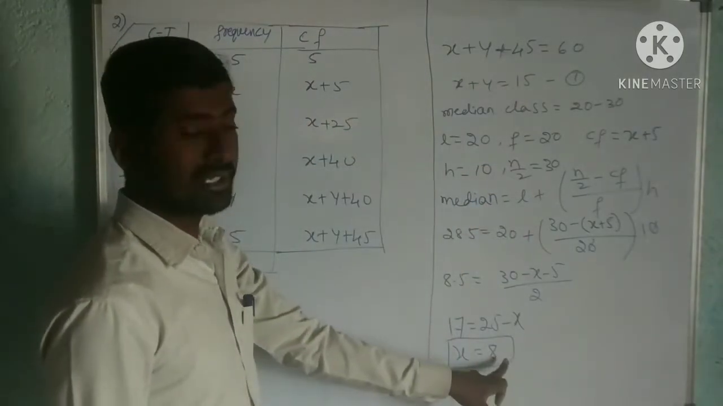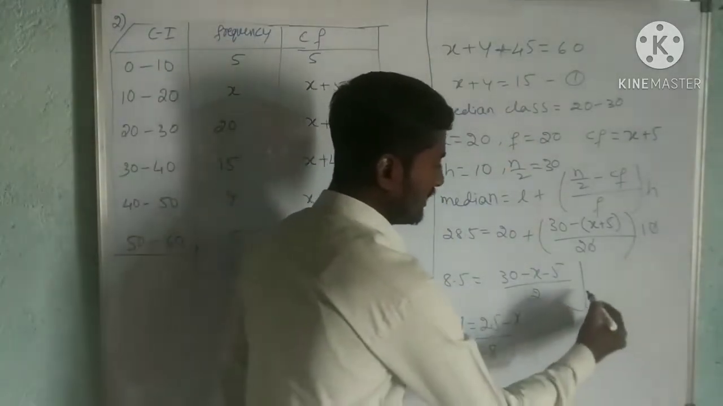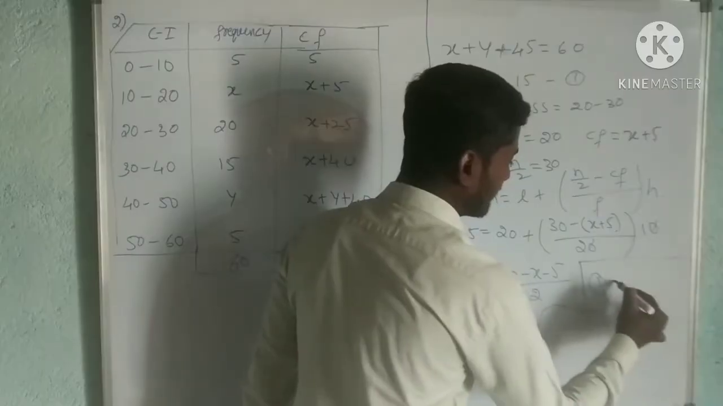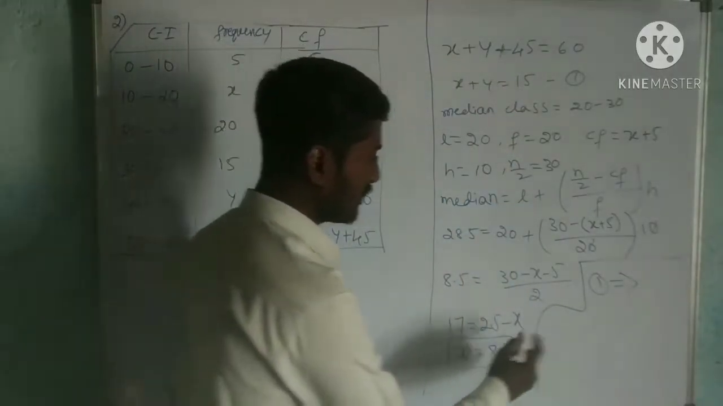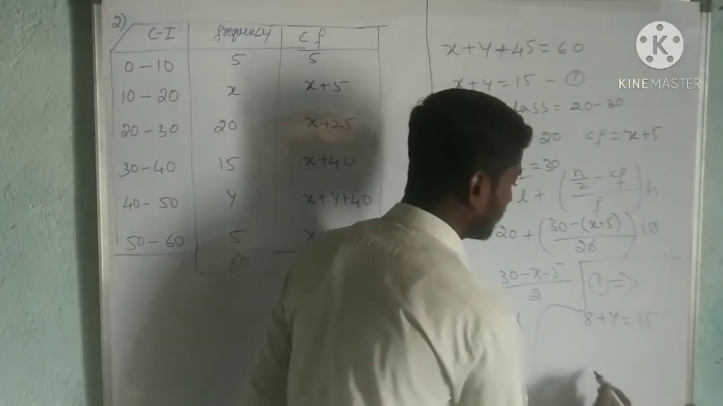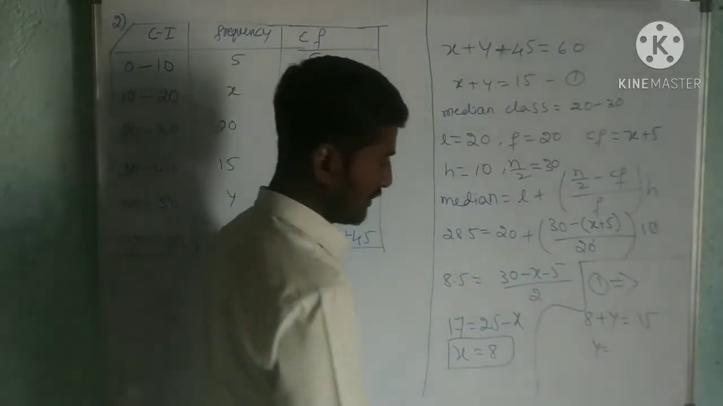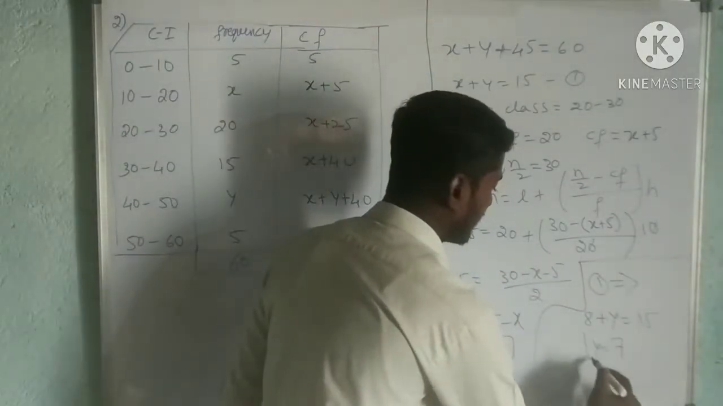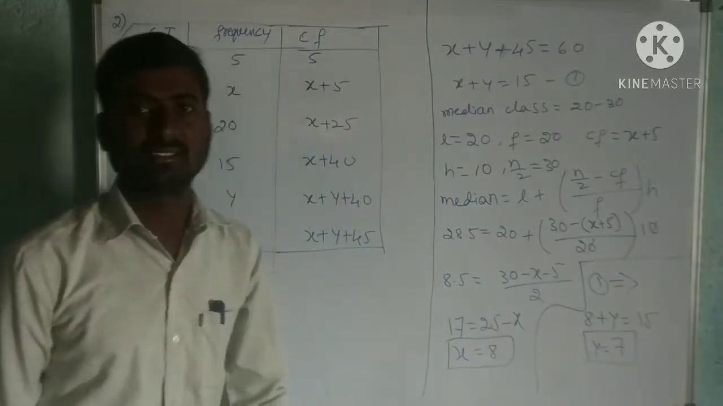For that I have to substitute x equal to 8 in equation number 1. So equation number 1 implies x plus y, x value is 8 plus y is equal to 15. Now y is equal to 15 minus 8, that is 7. So here I got the value of x as 8 and y as 7.